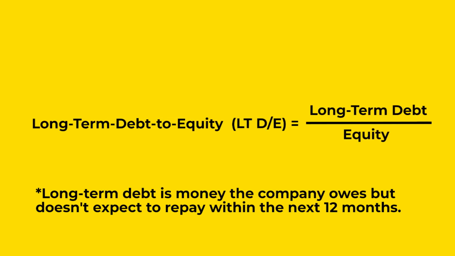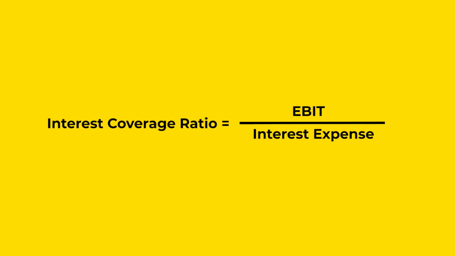Long-term debt is money that the company owes but doesn't need to repay within the next 12 months. If a company is very profitable, high debt can increase earnings if the debt's interest is low. And there is another indicator called interest coverage ratio that shows how easily a company can pay interest on this outstanding debt. The higher the coverage ratio, the better.